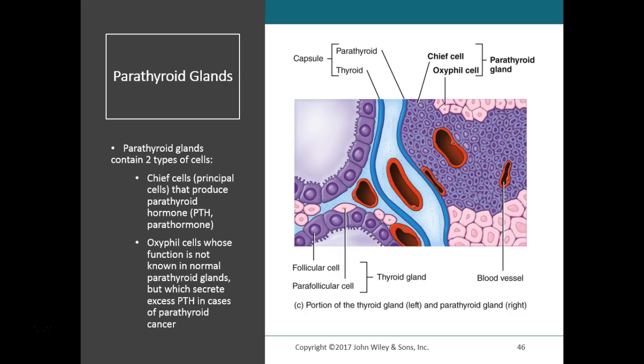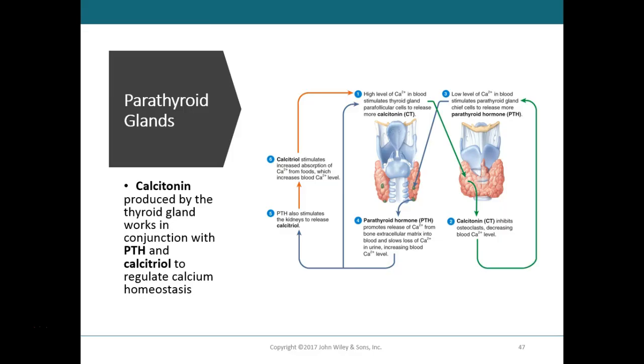So the tissue of the parathyroid gland consists of 2 primary types of cells. The chief cells, which are the ones that produce the parathyroid hormone, are the most abundant of the extrafollicular cells. But there are also oxyphil cells whose function is not really known. But in the case of cancer of the parathyroid glands, it's seen that the oxyphil cells also secrete excess parathyroid hormone. So let's talk about the role of parathyroid hormone. And remember, I mentioned that we would talk about its role with calcitonin.